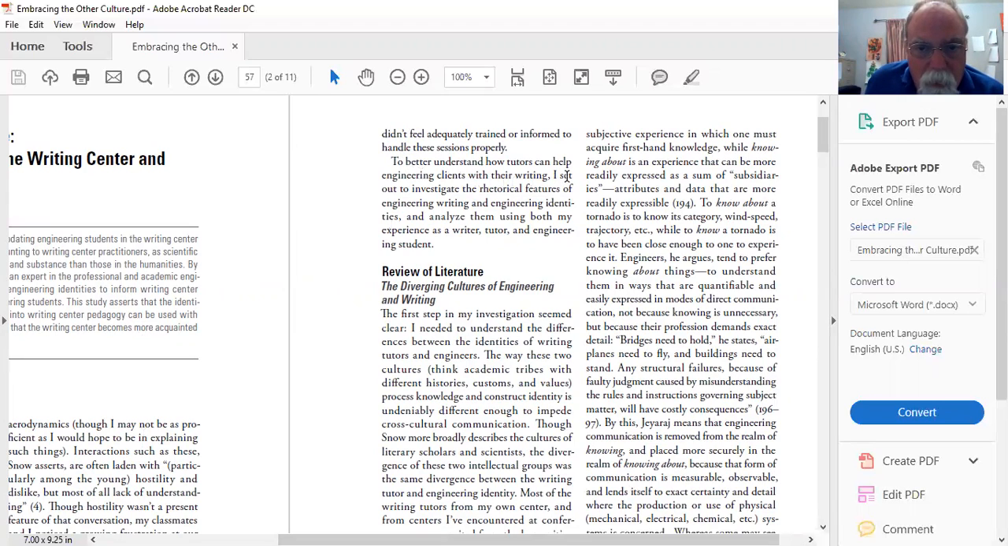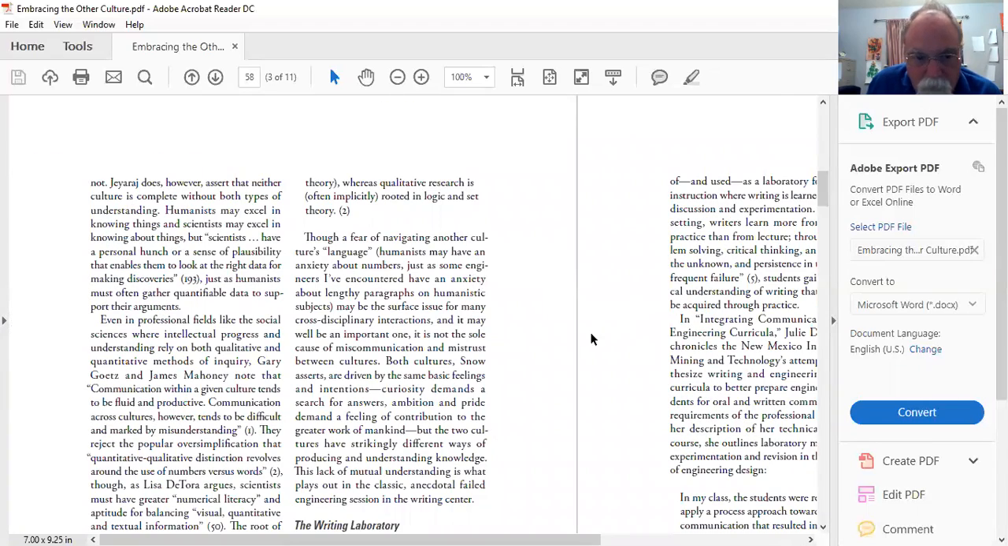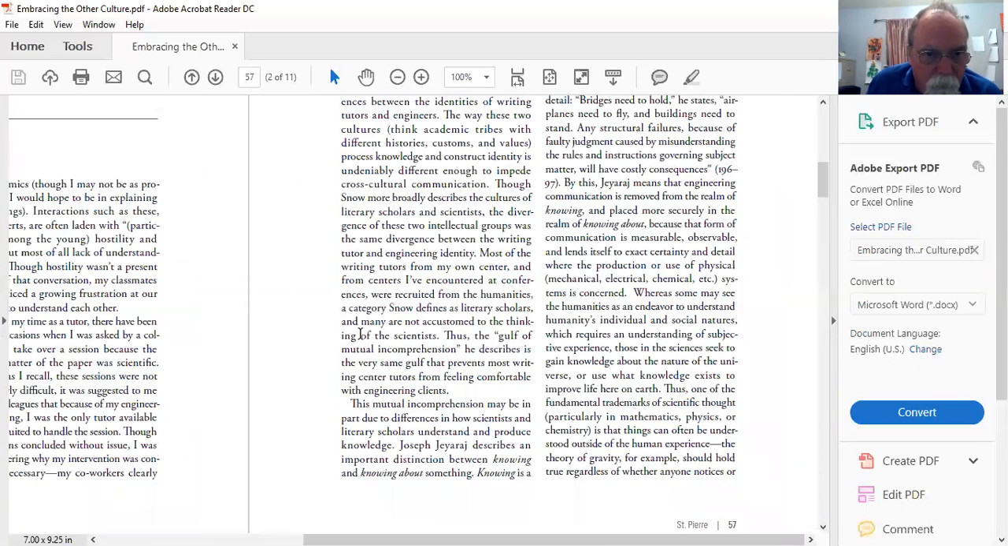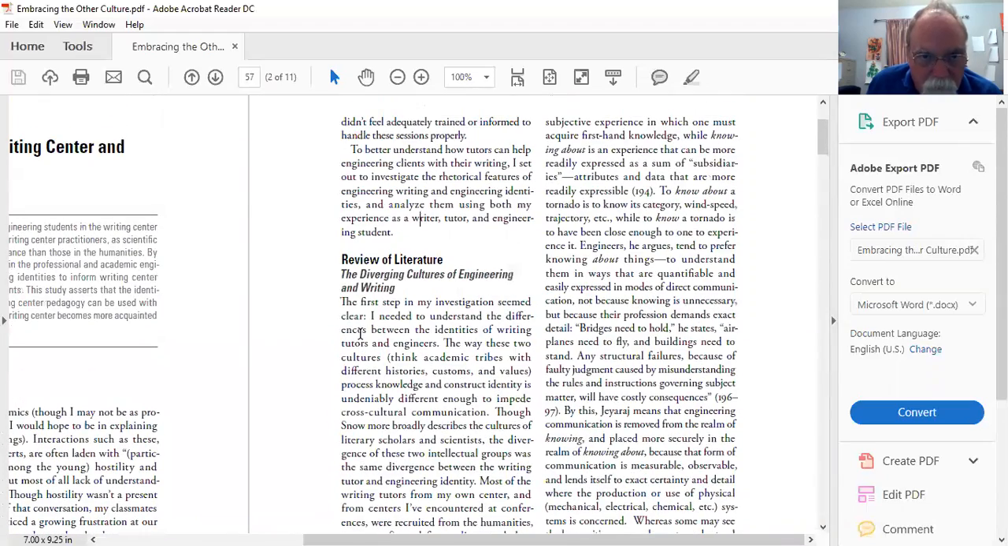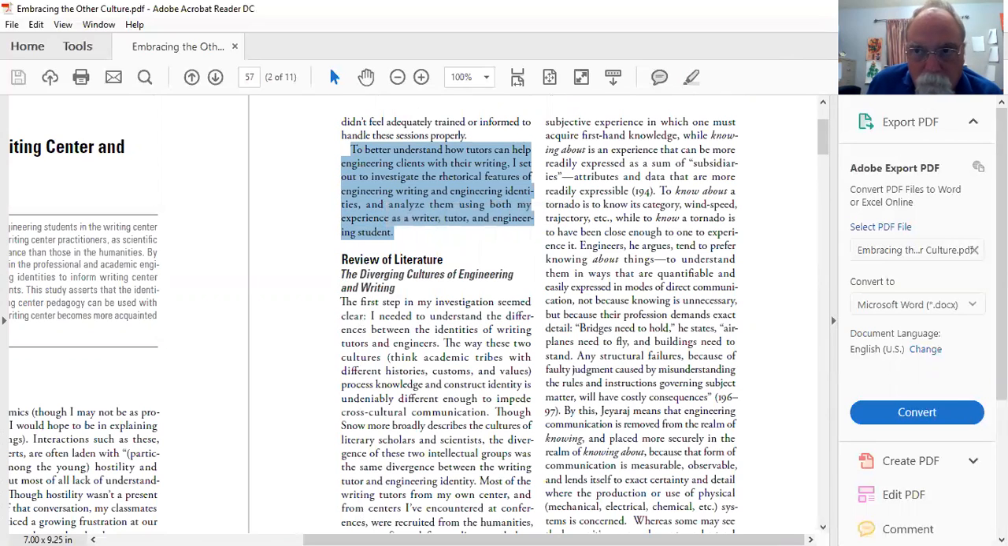"To better understand how tutors can help engineering clients with their writing, I set out to investigate the rhetorical features of engineering writing and engineering identities and analyze them using both my experience as a writer, tutor, and an engineering student." This comes from page 57. Remember, the author's name is St. Pierre. Right now, I'm just going to highlight and cut and paste this, and we'll talk about some different ways that we can play this.